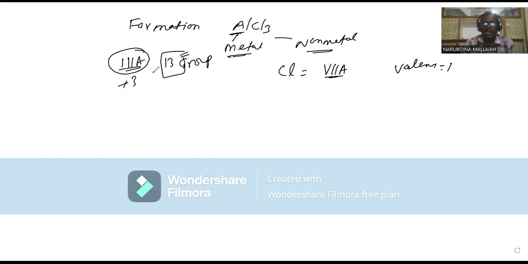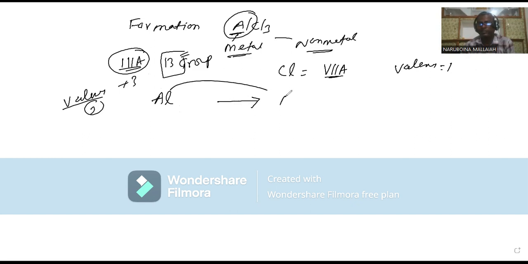Aluminum, since it is a metal, has the tendency to lose electrons. So aluminum loses 3 electrons. Its valency is 3. That means it can lose 3 electrons. Now I am writing aluminum, put arrow mark. This aluminum, by losing 3 electrons, is becoming Al3 plus. Now those 3 electrons we have to mention here. 3 electrons. Next, chlorine. 3 chlorine atoms.